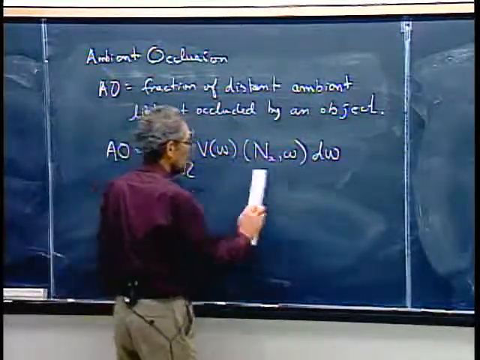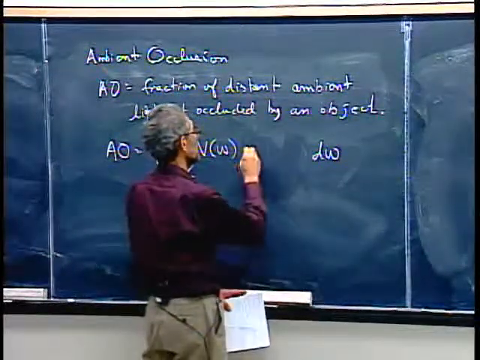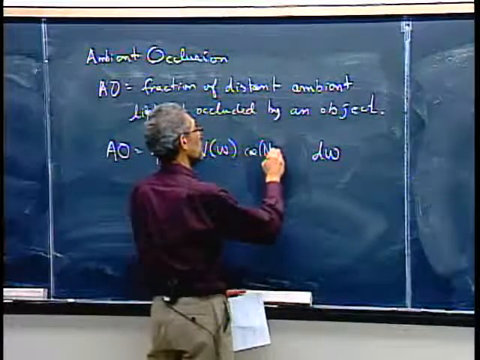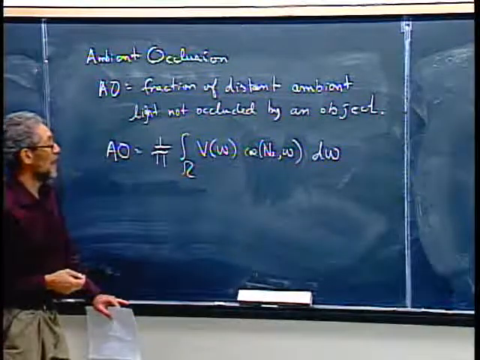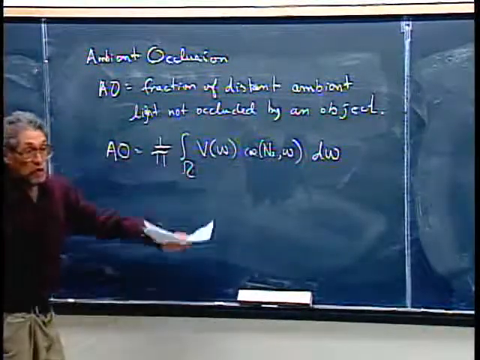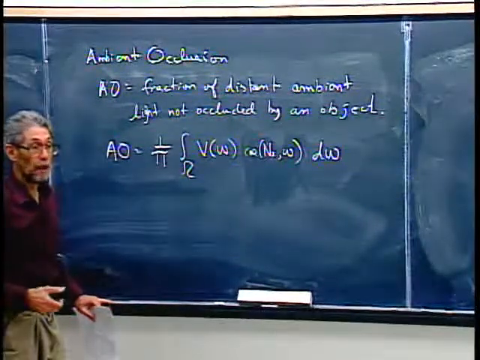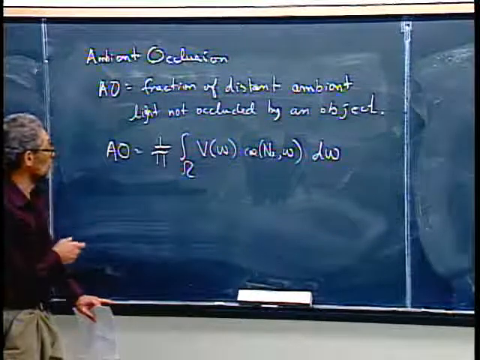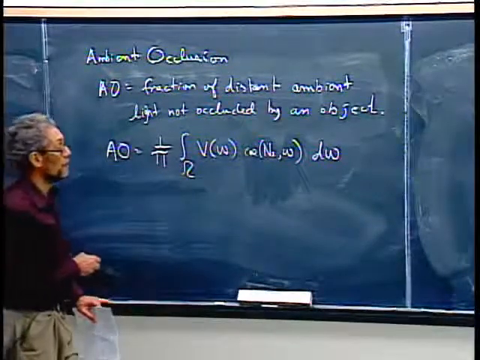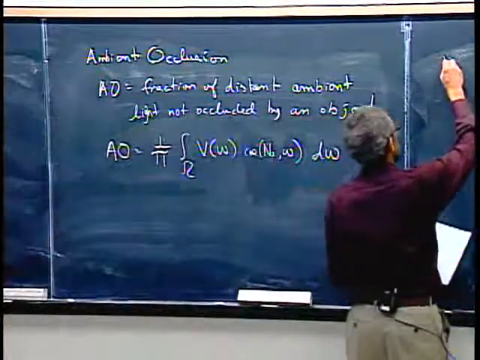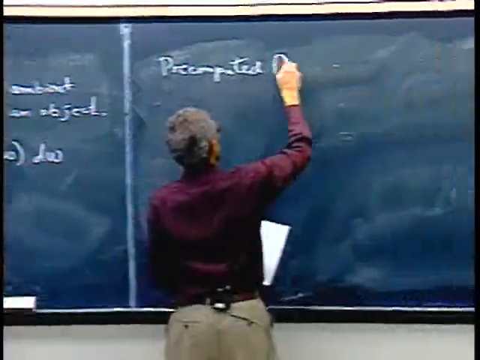I should have put cosine, or I should have just put dot. Let me follow the book by saying cosine at the point in question. Right, so it's a cosine-weighted average visibility of some sort of distant environment representing ambient light coming in from all directions. So if you multiply that ambient light by this factor, you'll get the unoccluded light, and you can use that in shading. Okay, so now on to precomputed radiance transfer, which is the real topic for today.